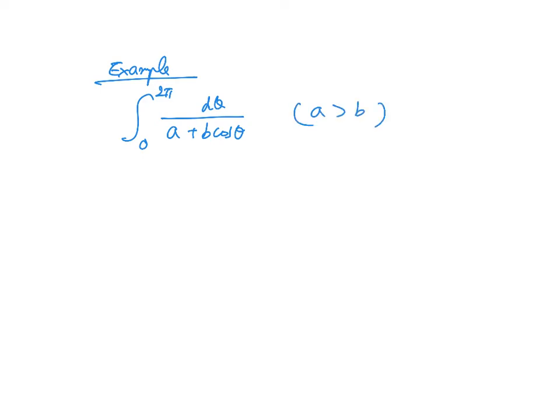So the example is this. Say the integral from 0 to 2 pi of 1 over (a plus b cosine theta) d theta. Say a is greater than b. Let's consider that. It looks like it has nothing to do with complex integration, right? But we can take a look. Consider this. That's actually what Cauchy did.